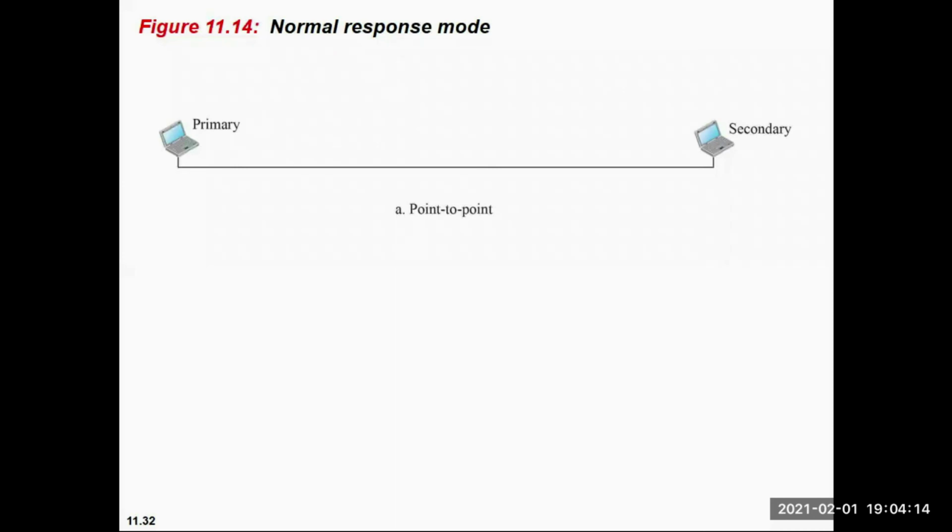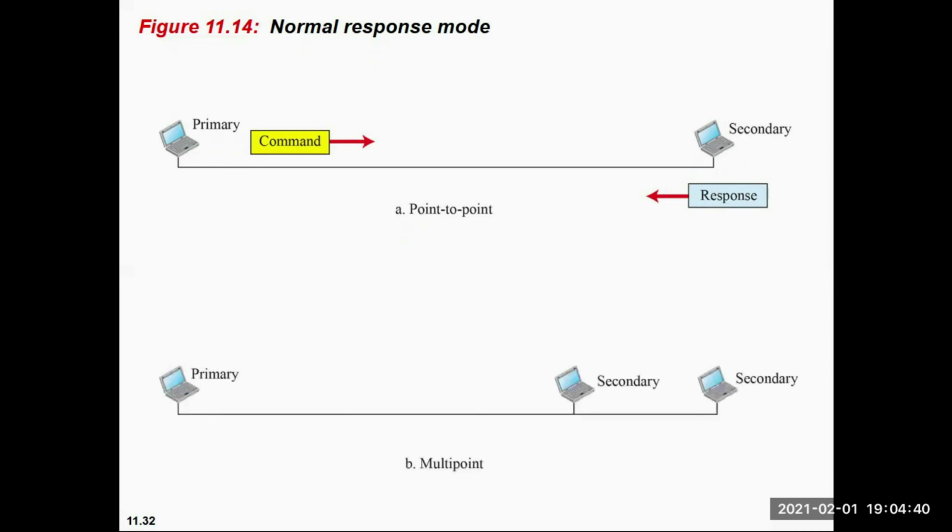Here you can see in this figure that the point-to-point communication mode is there. Basically primary and secondary stations are there. The primary station is sending some command and the secondary station is responding to it. This is the case of multipoint, where a primary station is there and some secondary stations are there. In this case, the primary station will send some command and all the secondary stations will respond to it.